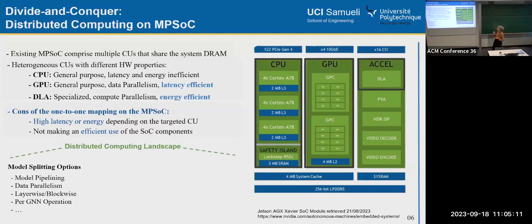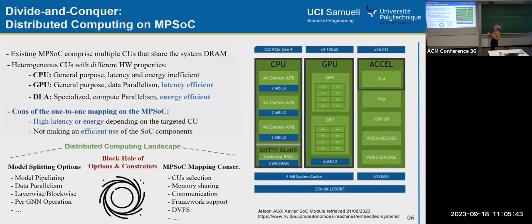But in this case, we're going to need to think about two main things. First of all, the model splitting options, whether we are going with a pipeline fashion or data parallelism, and at what granularity we're going to do the mapping. Also, we're going to need to think about the constraints on the hardware and the SoC side. For instance, how many CUs we're going to consider, how we can manage the memory sharing, the communication, the memory contention also, and whether the software framework supports certain operations or not. And by combining the two, we're going to find ourselves against a black hole of options, constraints, and decisions to make, which also turns the problem into a design exploration one.